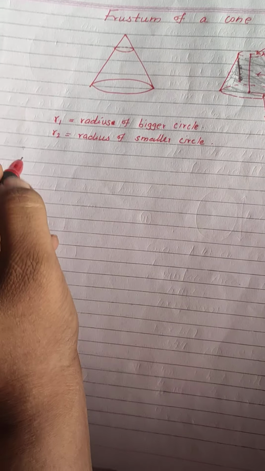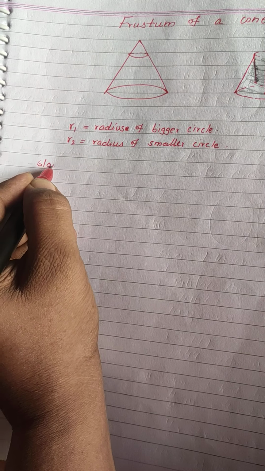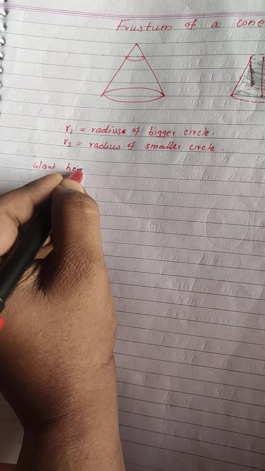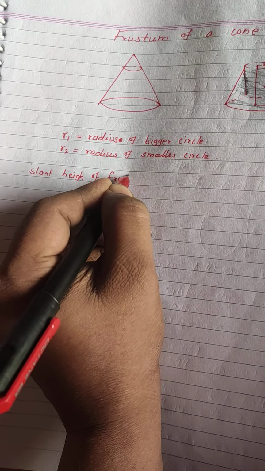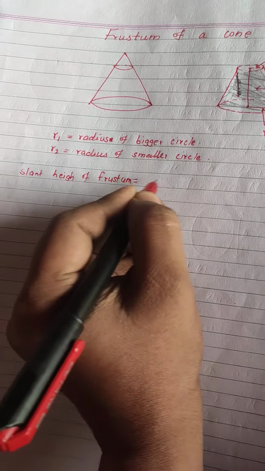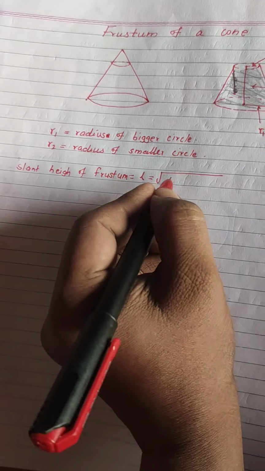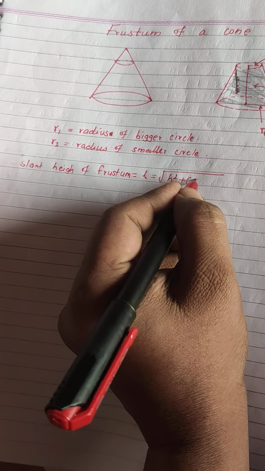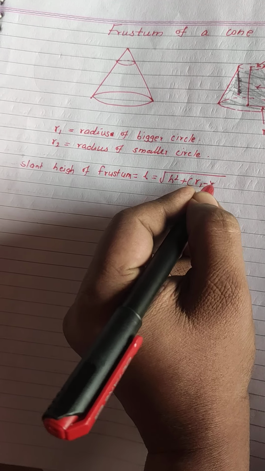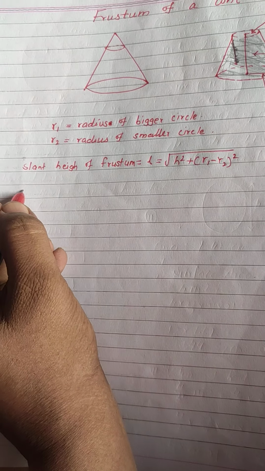Slant height. So the slant height formula is for the slant height of the frustum. What is the formula? That is L. L is equal to the square root of H square plus, what is the big one? R1 minus R2, the whole square. Correct? Next formula, curved surface area.